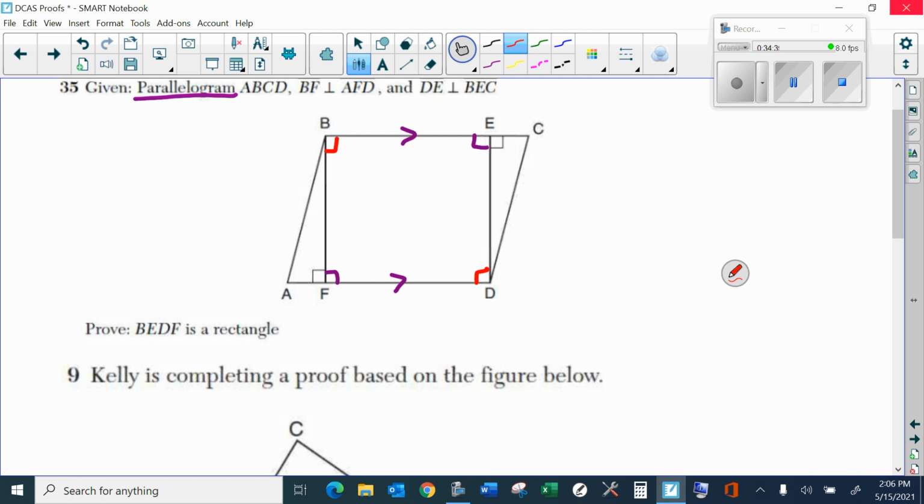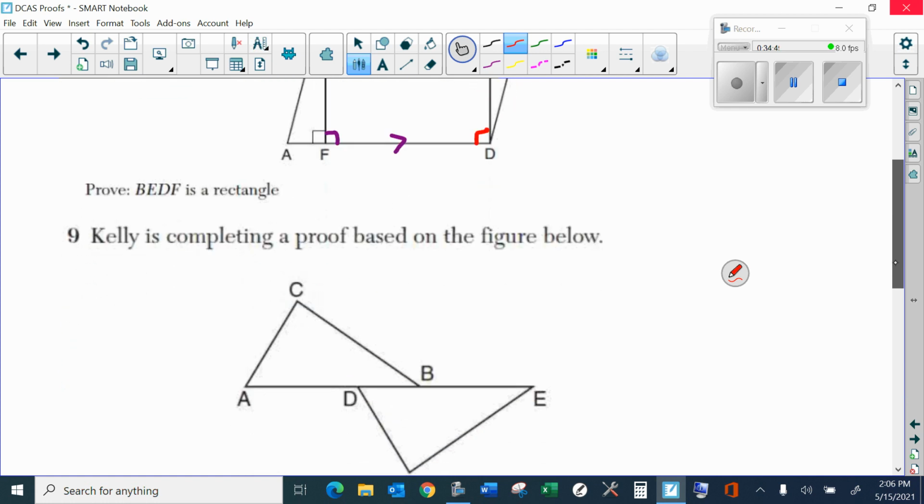And now we have 4 right angles, which is the definition. One of the definitions of a rectangle is when I have 4 right angles. And so now I can say that that's a rectangle by definition of rectangle.